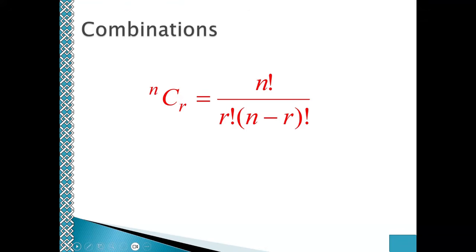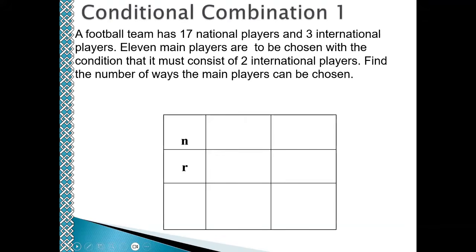Okay, now, one or two questions related to combinations. A football team has 17 national players and 3 international players. So this is related to N. And 11 main players are to be chosen with the condition that it must consist of 2 international players. Find the number of ways the main players can be chosen. Sometimes the problem may be big like this, but the solution is easy. Identify N, identify R. Can you identify some keywords in the question?